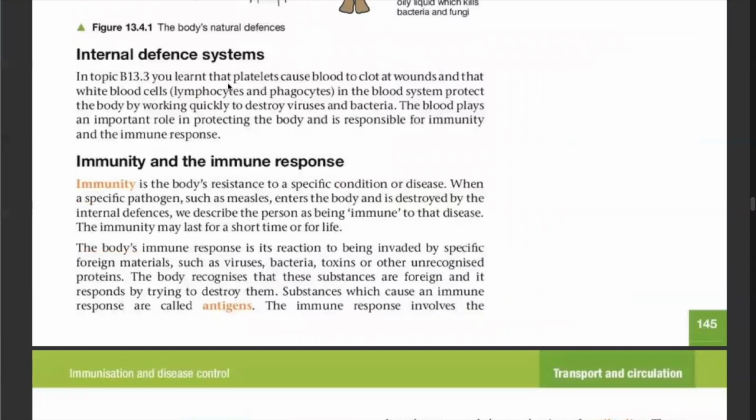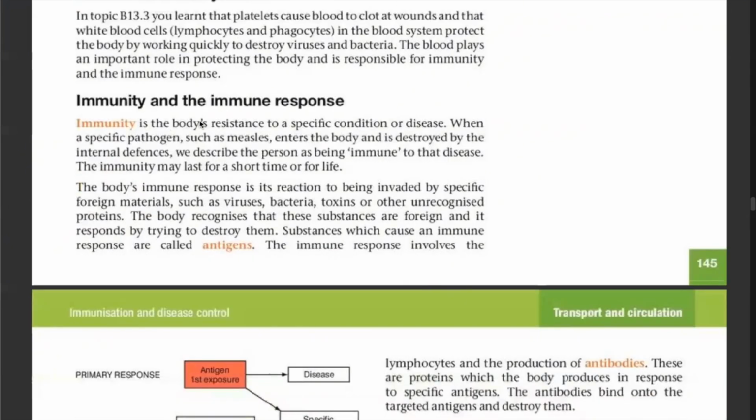Now, a while ago we saw how platelets help to clot up wounds by producing fibrin from fibrinogen, or what we know as producing a scab. All right. Now, immunity is the body's resistance to a specific condition or disease. When a specific pathogen, such as measles, enters the body and is destroyed by internal defenses, we describe the person as being immune to that disease. The immunity may last for a short time, or it could last for a lifetime.